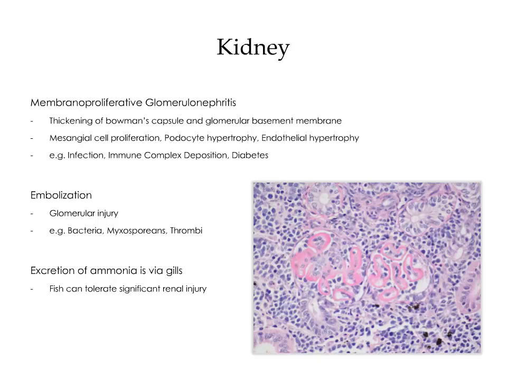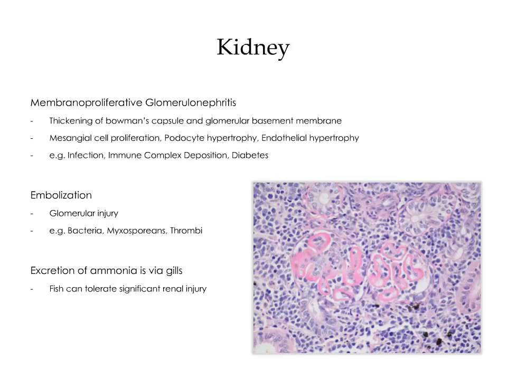Membranoproliferative glomerulonephritis is characterized by a thickening of Bowman's capsule and glomerular basement membrane. There's also proliferation of the mesangial cells and hypertrophy of the endothelium and podocytes. Potential causes include systemic infection, immune complex deposition, and diabetes.